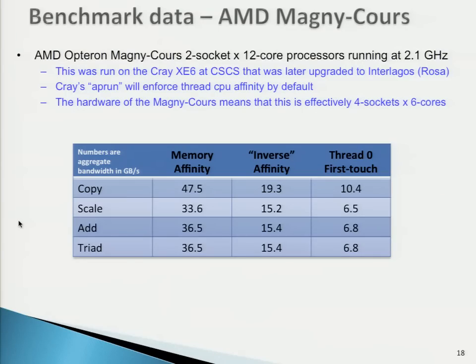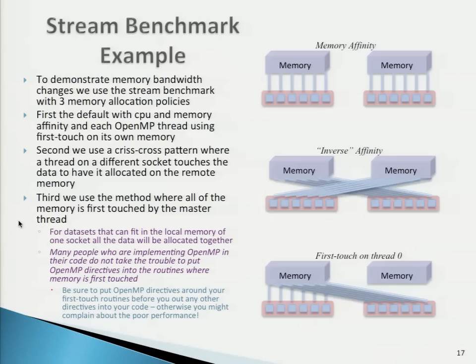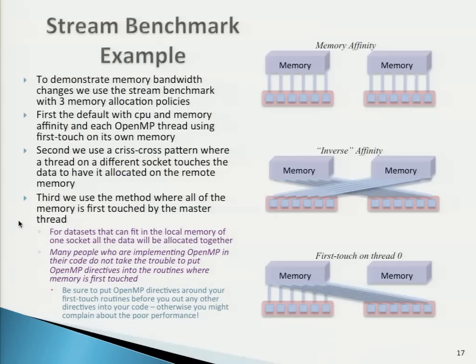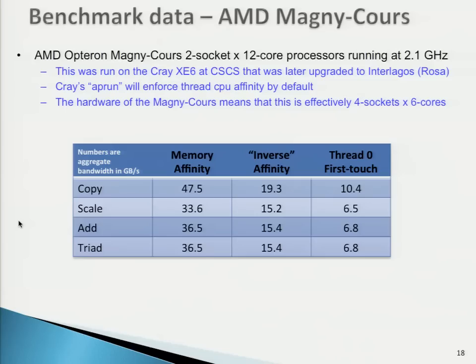So here we have the memory bandwidth measured for the 4 different tests: the basic copy, and then the 3 tests that do a little bit of arithmetic. This is when the memory affinity has been set up properly. We get 47 or 48 gigabytes a second for copy, and about 34 to 37 gigabytes a second for the other operations. Then when we have the inverse affinity, where each processor has to go to another NUMA domain to get its information, we see the bandwidth is about half, nearly exactly half.